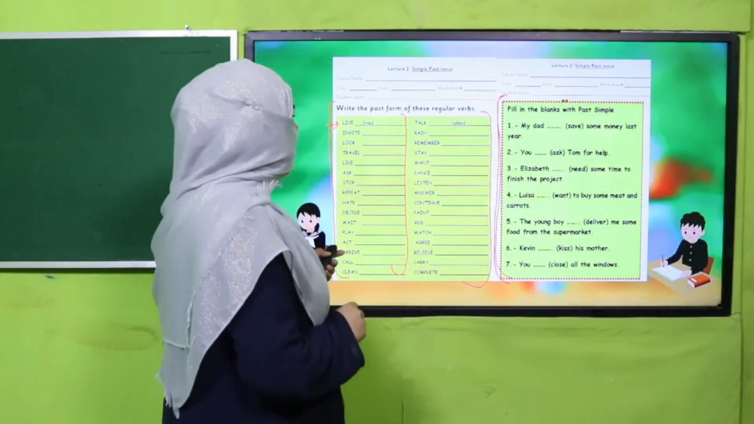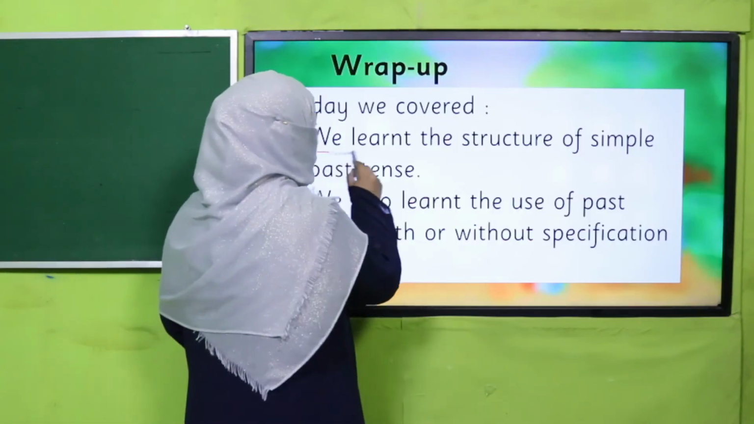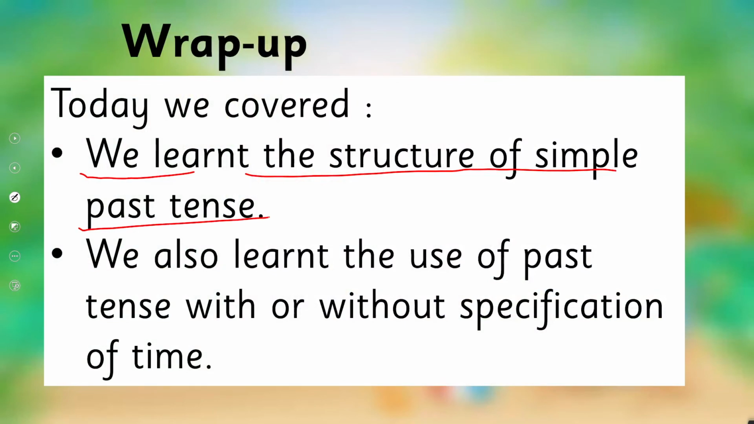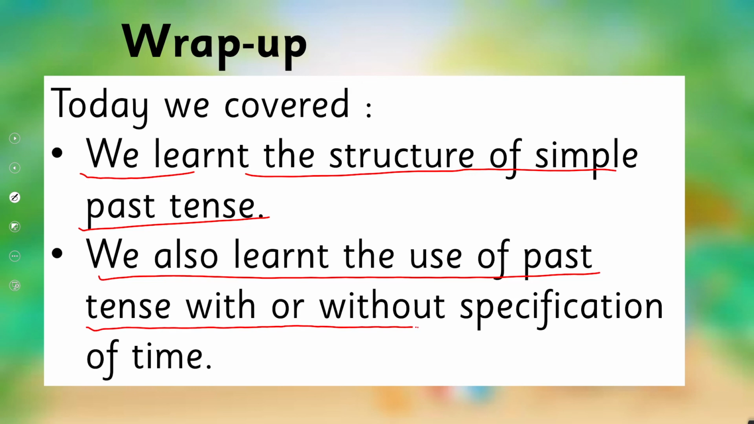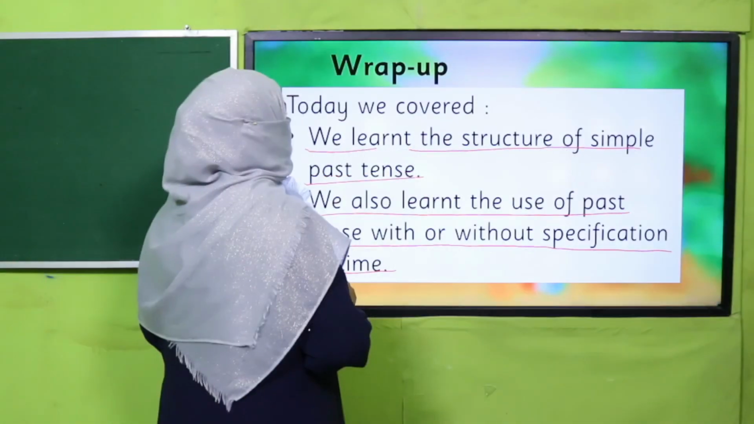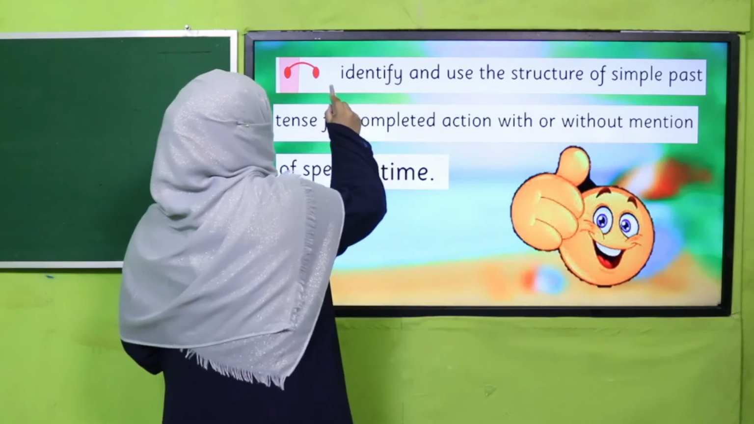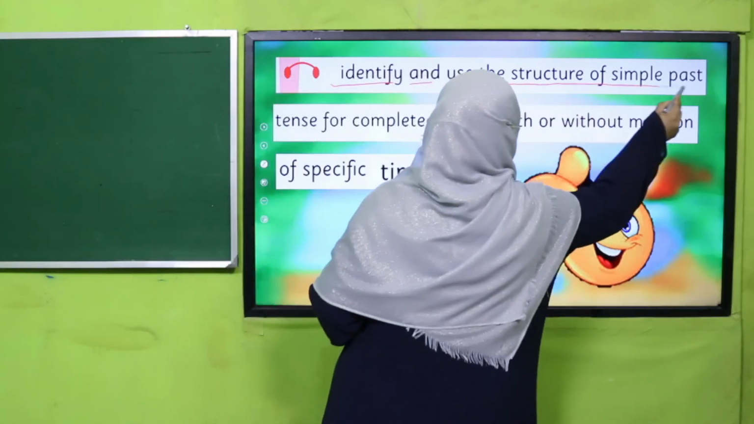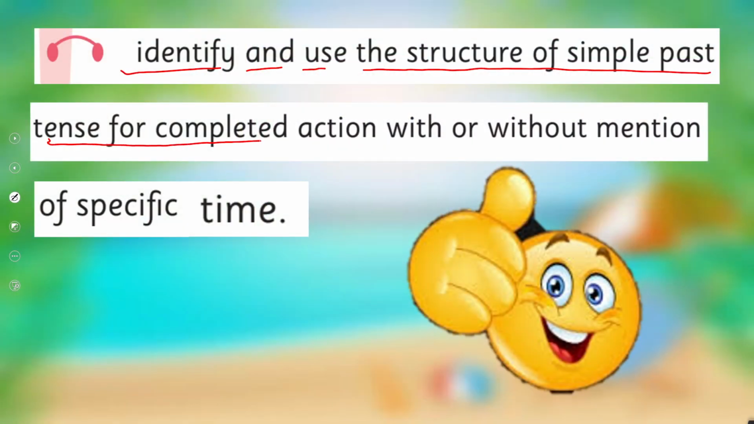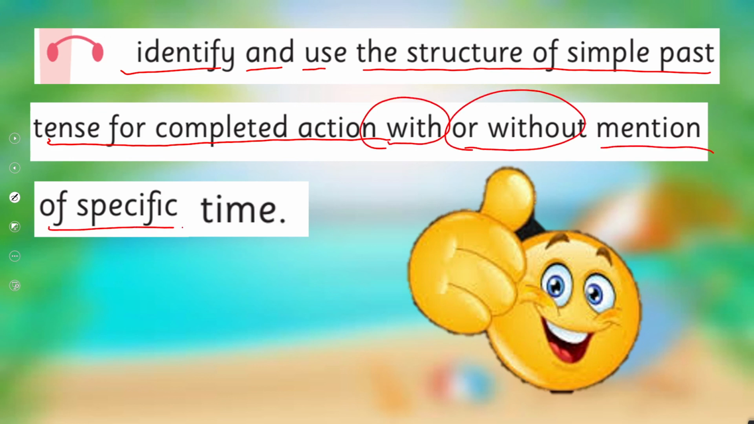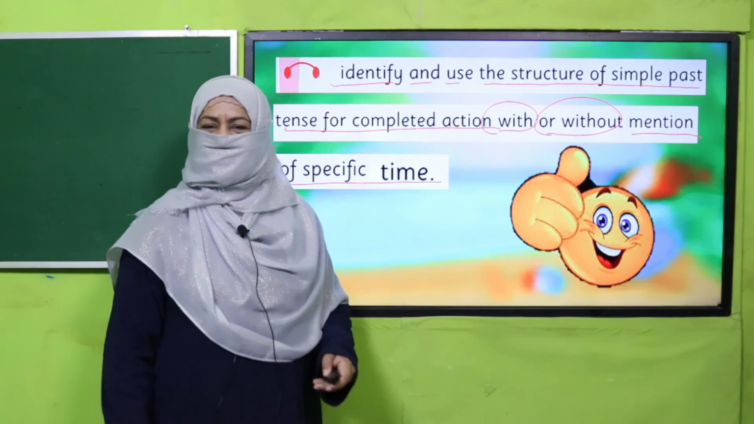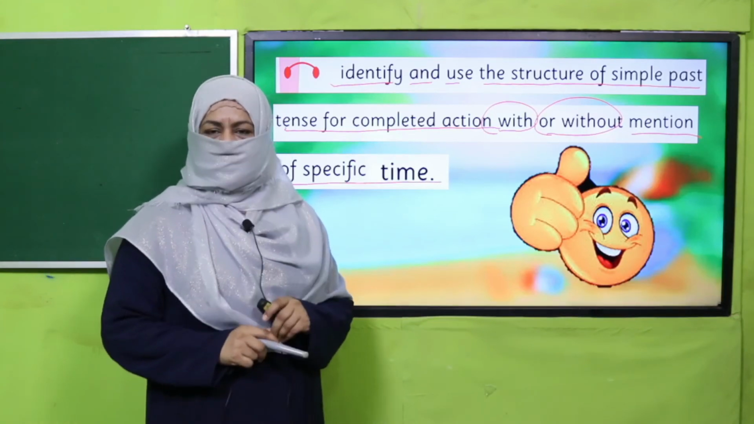All right, so what have we learned today? We learned the structure of simple past tense, and we also learned the use of past tense with or without specification of time. So we achieved our SLO to identify and use the structure of simple past tense for completed action with or without mention of specific time. Are we done with it? Yes. So that's it for today.